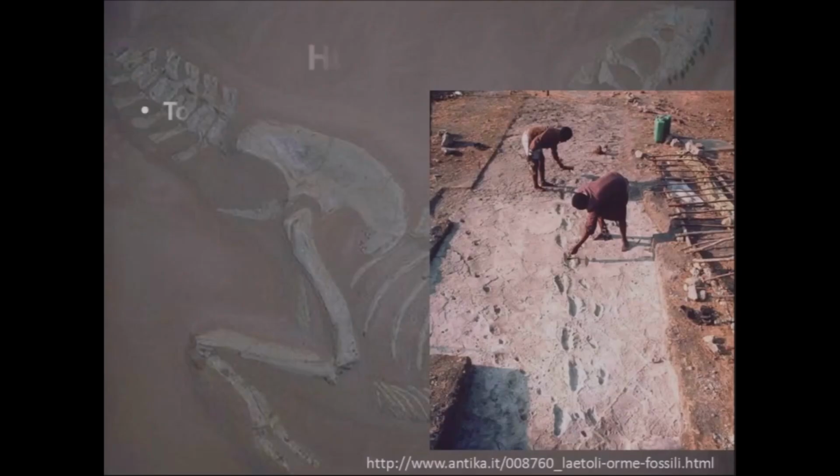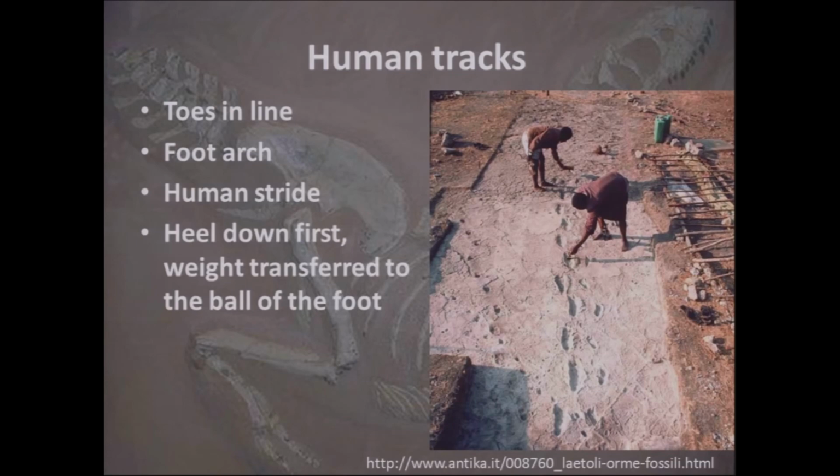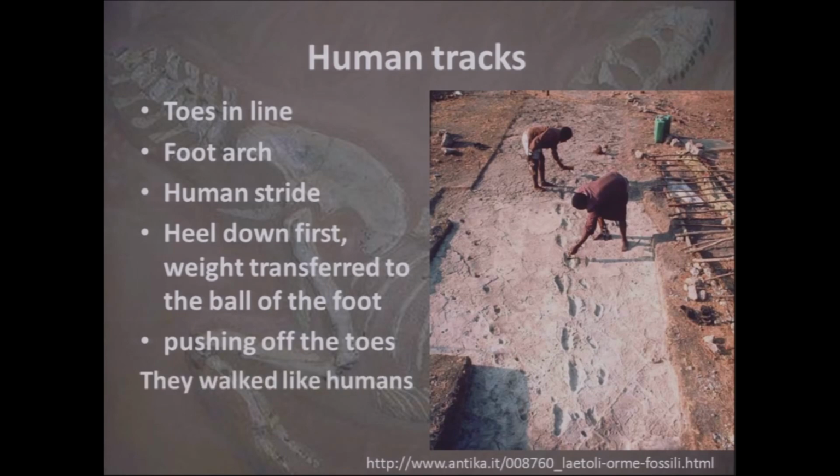So let's have a look at human footprints, human tracks. Well, I would suggest to you that the most famous fossil footprints for humans are found in Laetoli. And here's a picture of them. What you see is toes in line, like a human being. You see a foot arch, like a human foot. You see a human stride. You see the heel down first and the weight transferred to the ball of the foot. You see pushing off the toes. Basically, whoever made these footprints walked just like a human being does, just like you do. And they've tested this out by making people walk barefoot across sand and comparing all the footprints. The creatures that made this had a foot that was just like your foot and my foot.